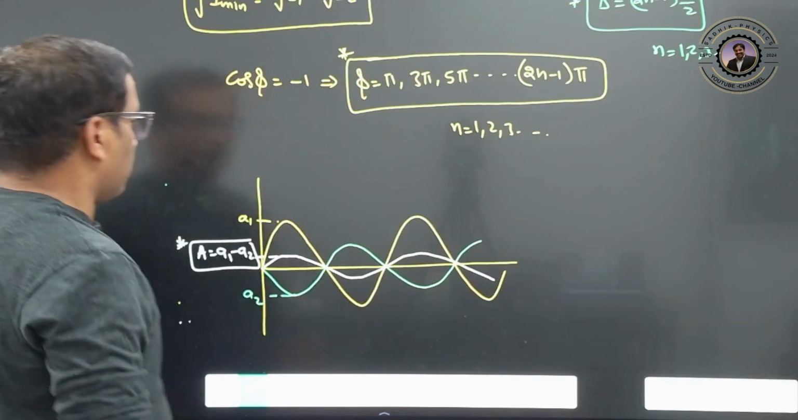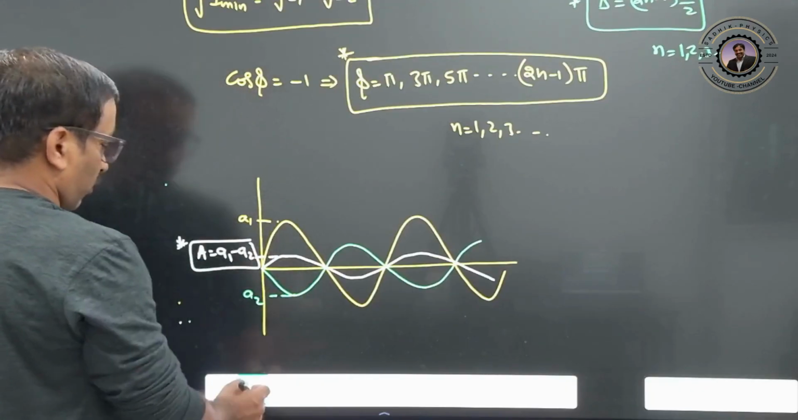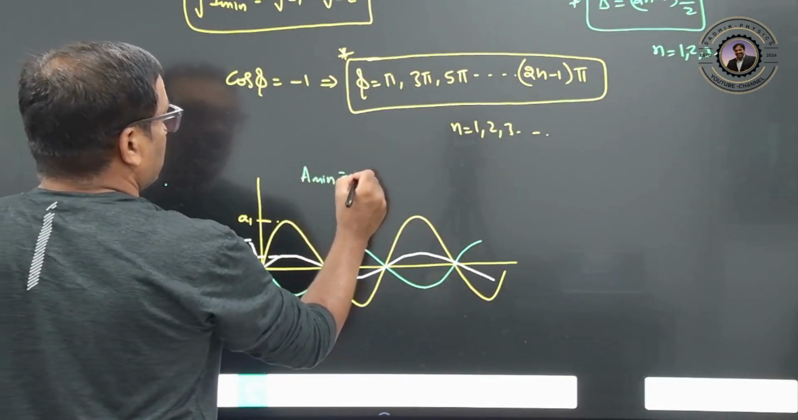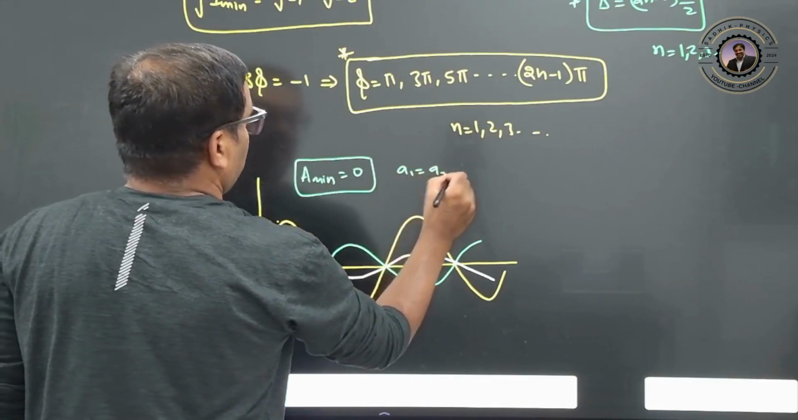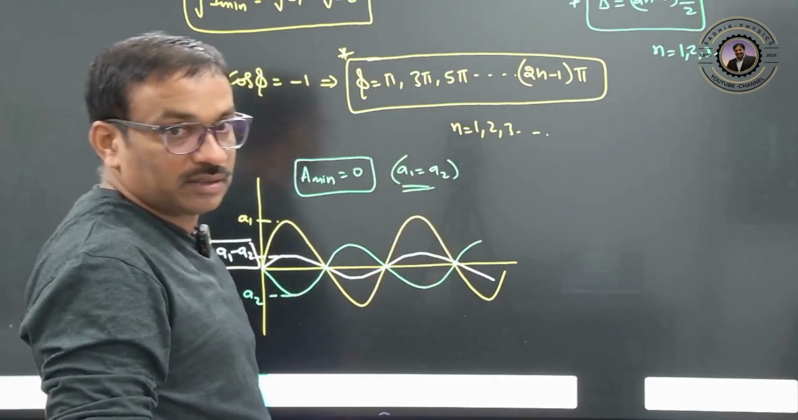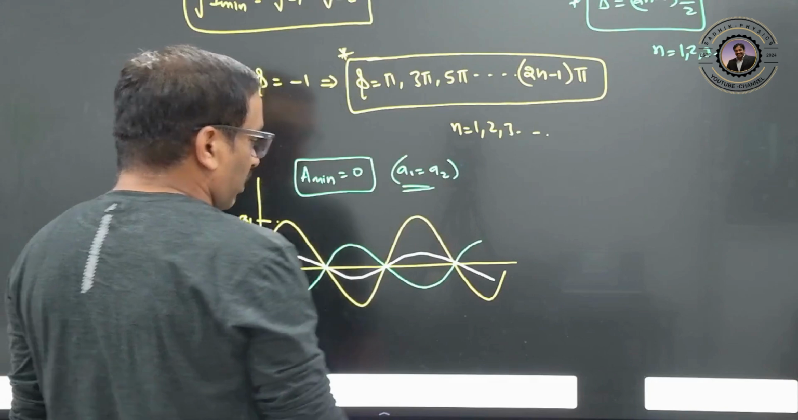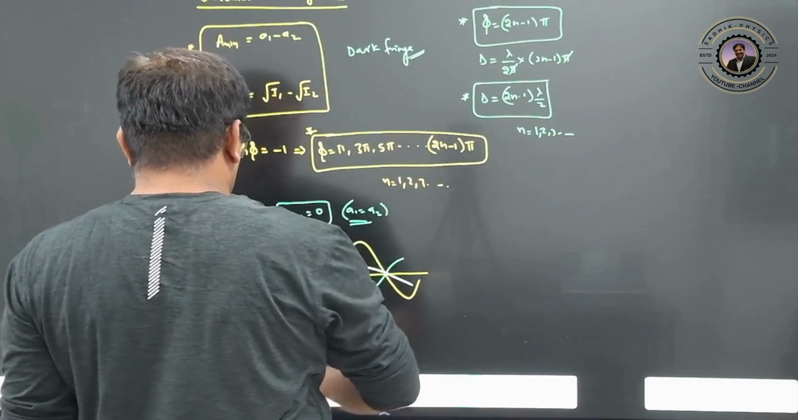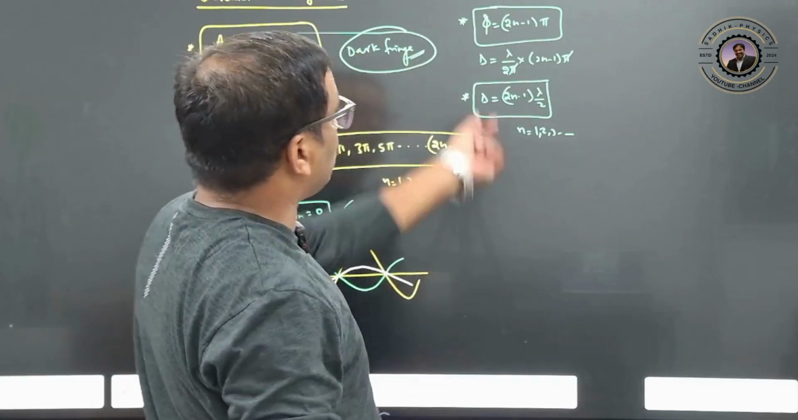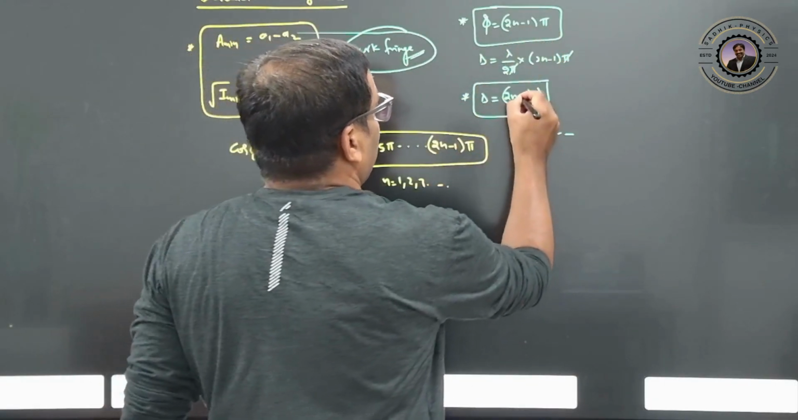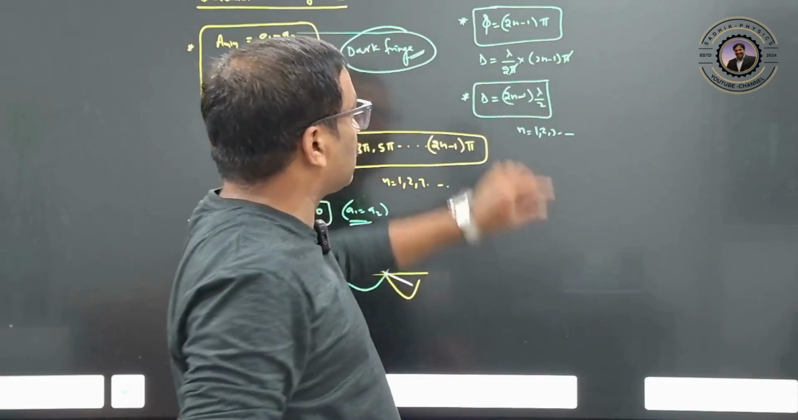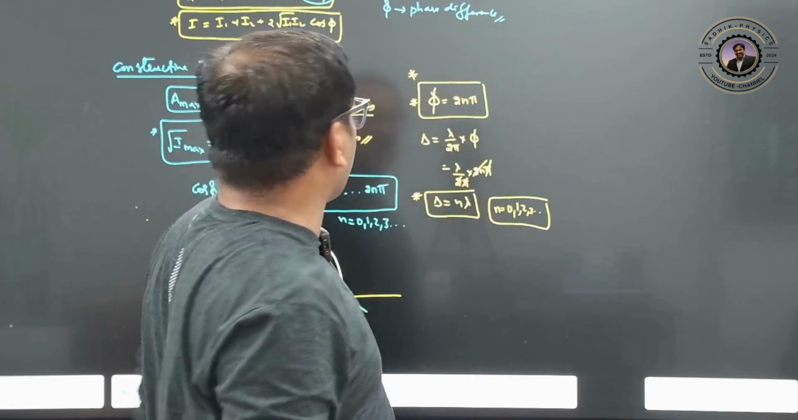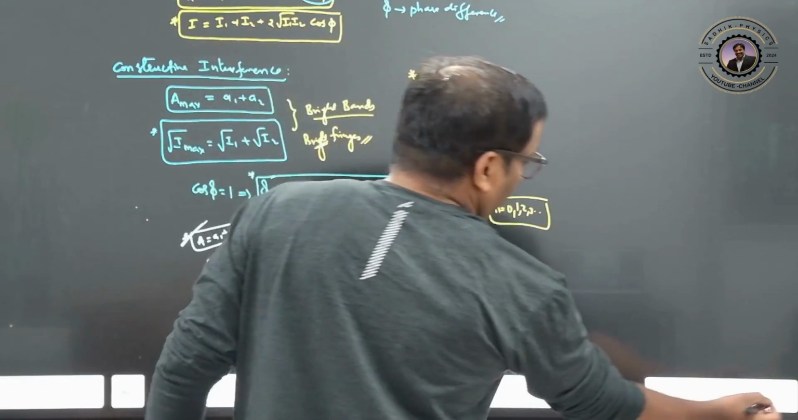If A1 and A2 are equal, there is a completely dark fringe, so the minimum amplitude becomes 0 when A1 and A2 are equal. Clear? So completely dark. This is the interference concept, the superposition of two coherent waves, which creates one dark fringe and one bright fringe. Clear? So 2n minus 1 into pi and 2n minus 1 into lambda by 2 are the phase difference and path difference.